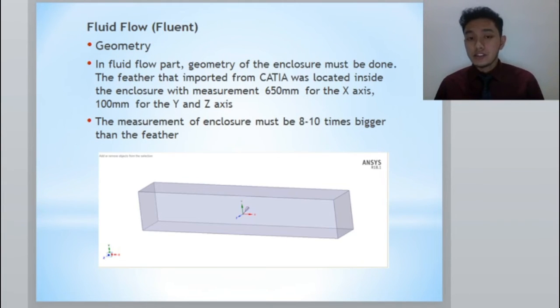Next, in the ANSYS software, we will take the fluid flow Fluent, and the first part we have to do is the geometry. The geometry part is the fluid flow part, and an enclosure must be made. The feather imported from CATIA was located inside the enclosure with a measurement of 650 mm for the x-axis and 100 mm for the y and z-axis. The enclosure must be 8 or 10 times bigger than the feather.